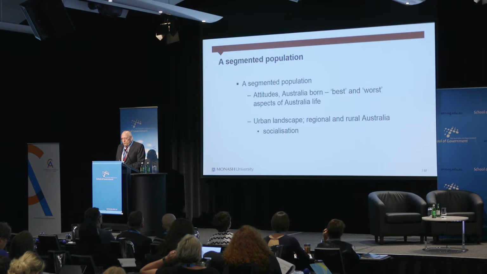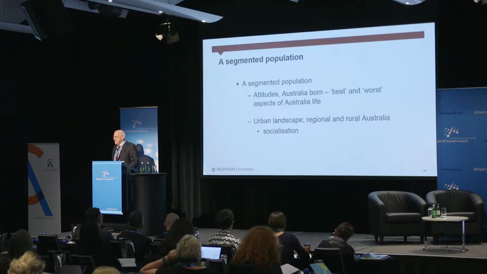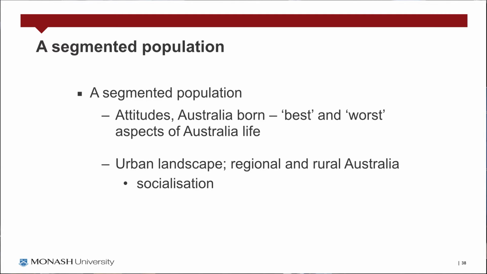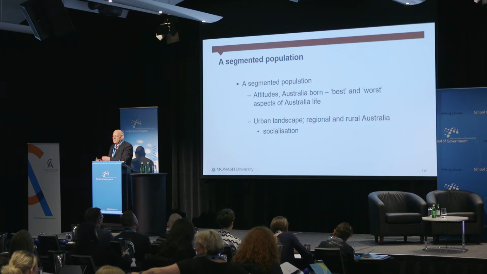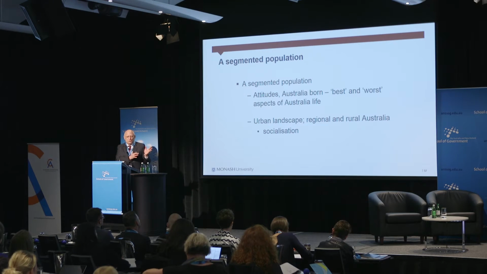So 4 challenges. Segmentation of the population. And the segmentation is not just urban-rural. Very significant segmentation in the cities. People socialised in a multicultural area, people socialised in monocultural Australia. And structures working to keep the groups apart, such as our school system.